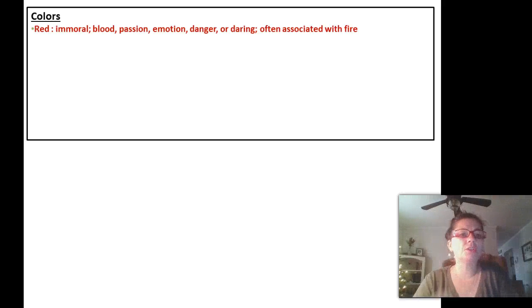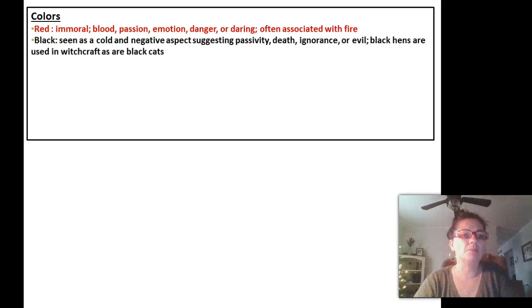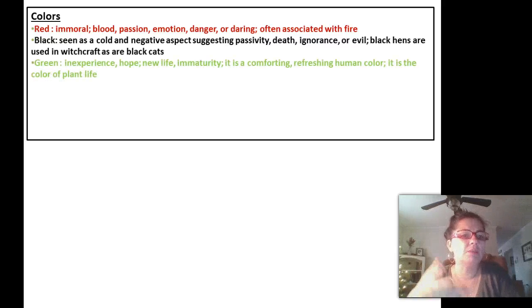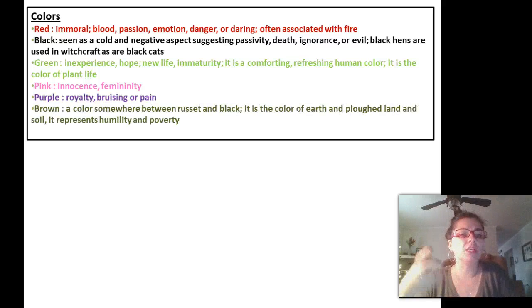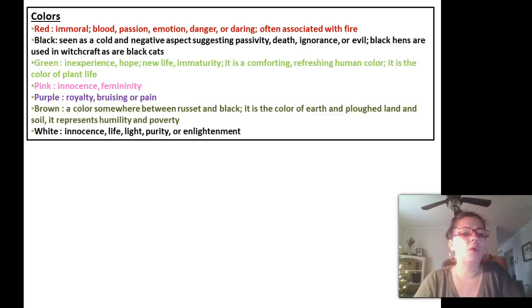The colors symbolize something else. Red: immoral, blood, passion, danger. So when you see the color red repeated over and over, you can start to imagine that it's some type of symbolic meaning. Black. Okay, all of these colors mean something. Green means inexperience, hope, new life. Pink is innocence. When we see the color purple, we know it's royalty or bruising or pain. Brown is the color of earth and represents humility and poverty, and white is innocent life, light, purity, or enlightenment.